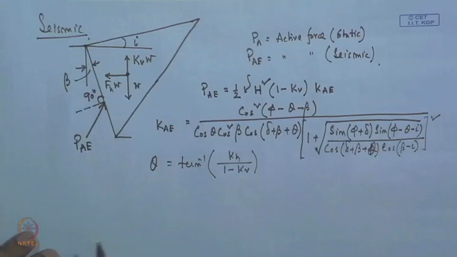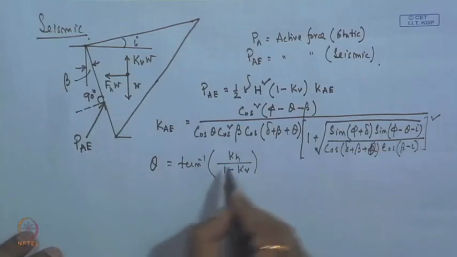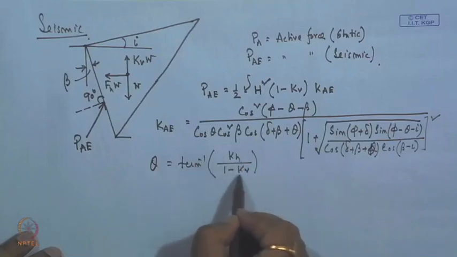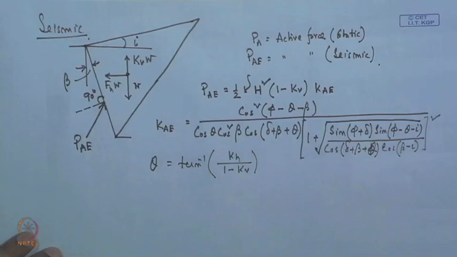So, this is the seismic analysis. So, theta is tan inverse of k_h divided by (1 minus k_v). Now, by this expression, we can determine the active force on the retaining wall in seismic condition.